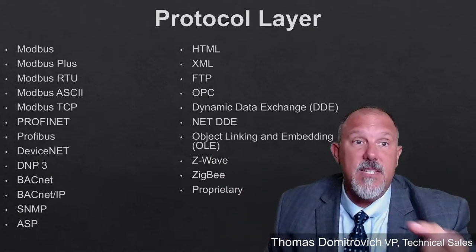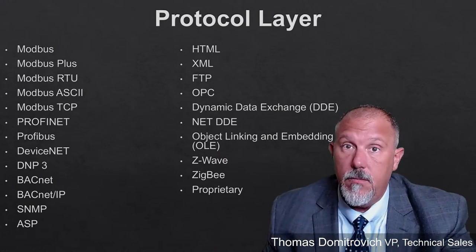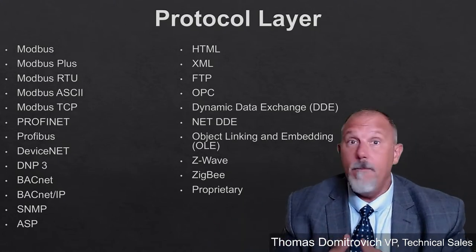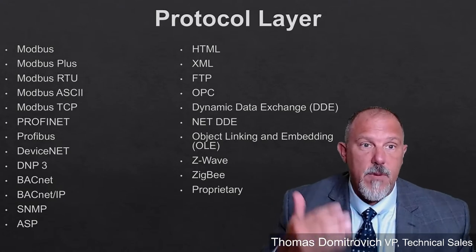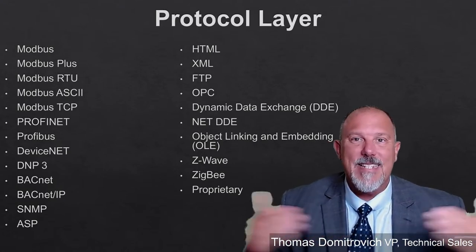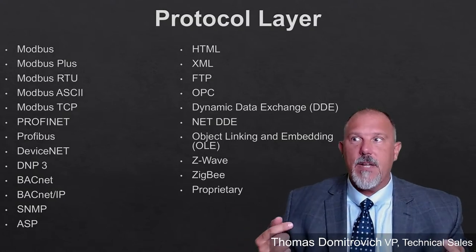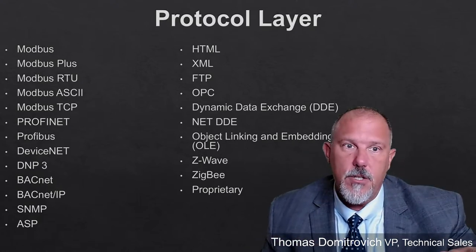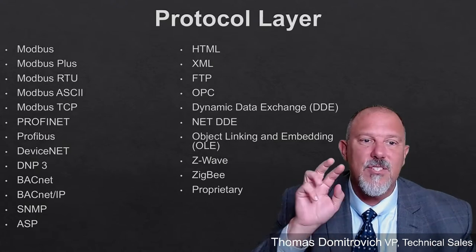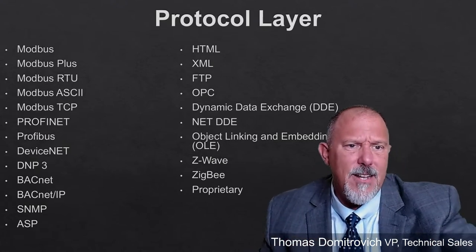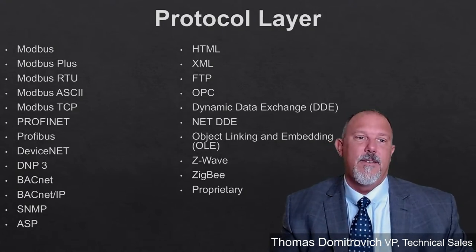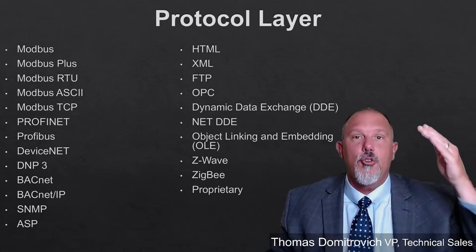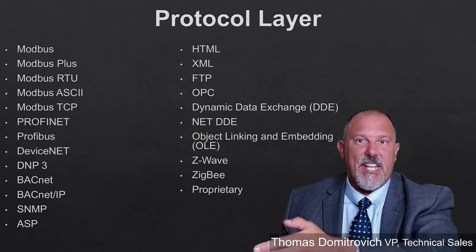If I have Modbus devices that speak Modbus RTU, and I have Modbus devices that speak Modbus TCP, can I daisy chain those on the same network? No, you can't. You can't have Modbus RTU and Modbus TCP on the exact same wire. So say I've got 5 meters, 2 of them are Modbus RTU, 2 of them are Modbus TCP, and I've got this one device that's Profibus or DeviceNet. Well, how do I get all of those talking together? I may not be able to. I may have to create 3 different independent communication networks.